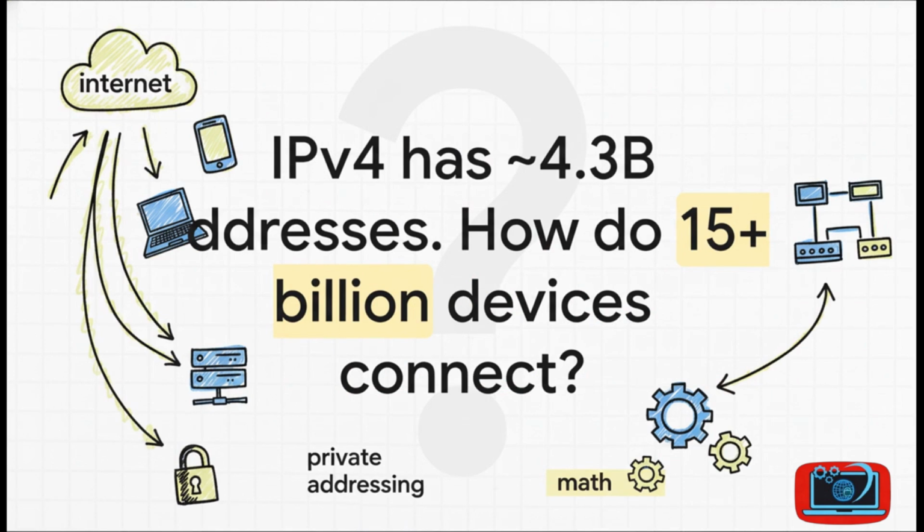Which leaves us with a really fascinating puzzle to end on. The IPv4 system has a hard mathematical limit of about 4.3 billion addresses. That's it. But today, right now, there are well over 15 billion devices connected to the internet. We've seen how private addresses help, but that alone doesn't cover the gap. So, how does that math work? It's a great question to think about.